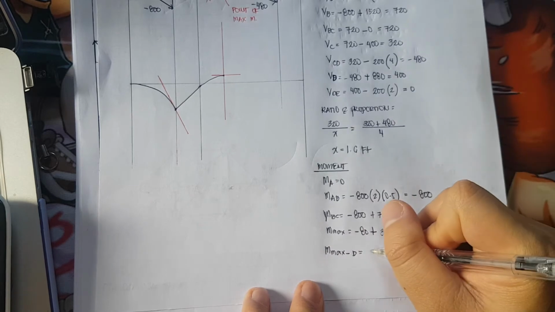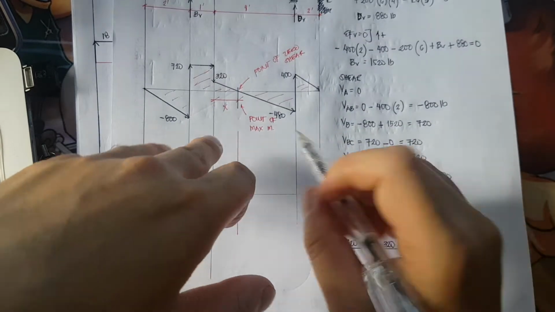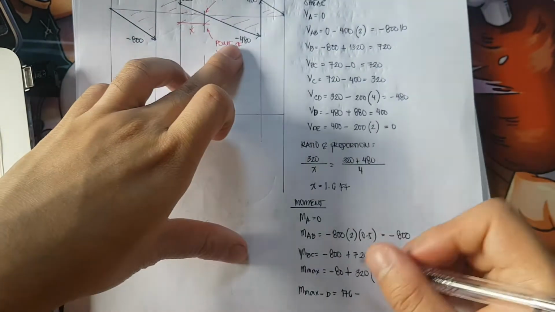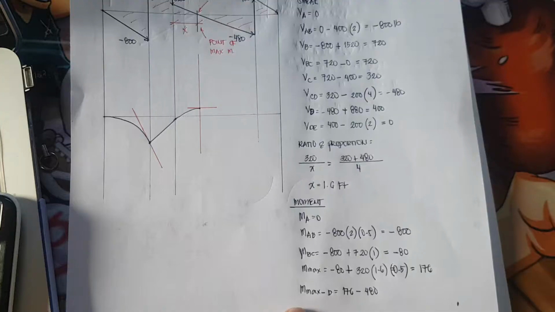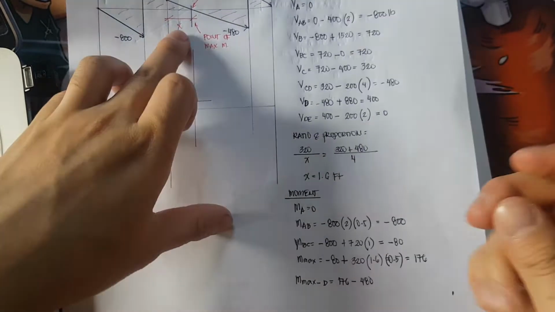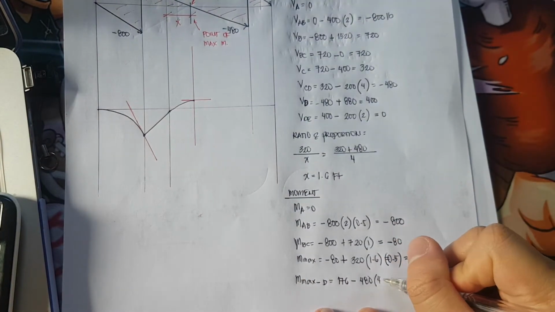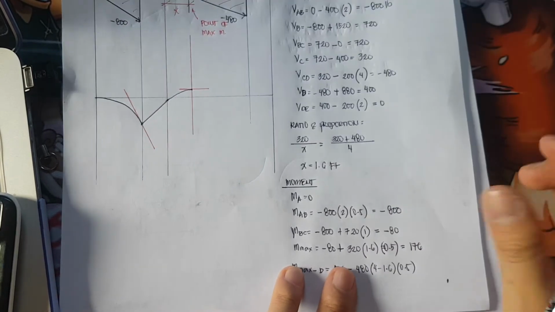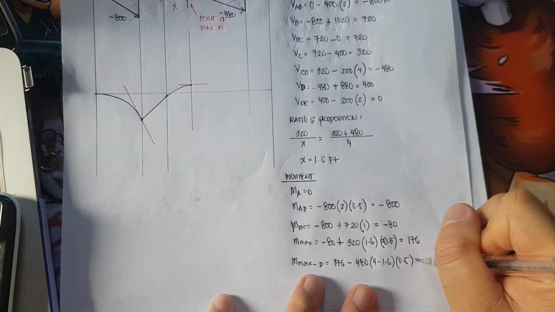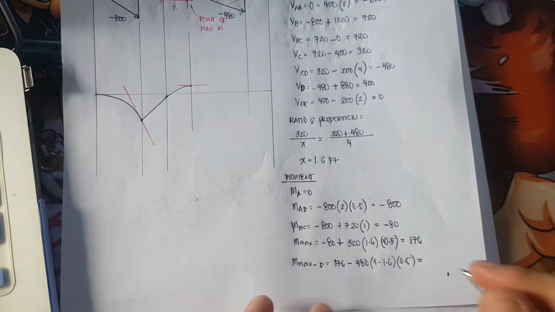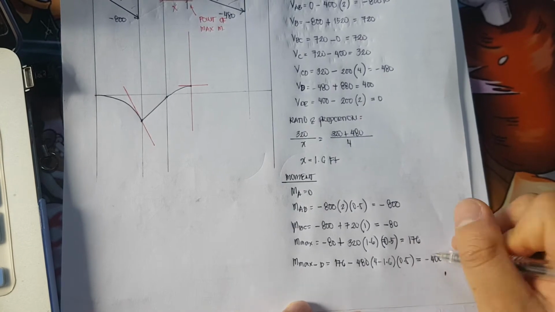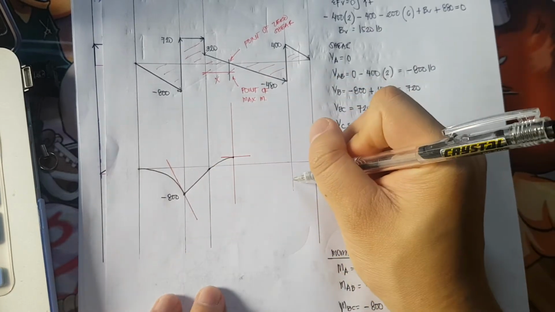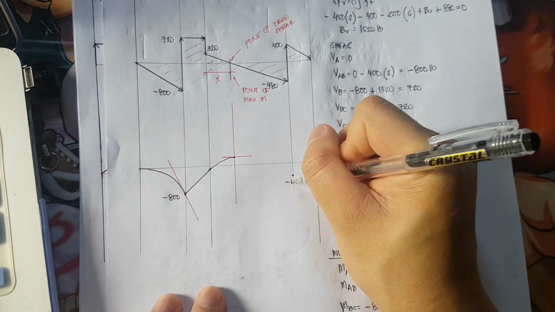D is equivalent to 176 minus, because negative na yung ating shear dito. So, minus 480 times a base of 4 feet minus 1.6 times 0.5, because that is a triangular load. So, that is equivalent to negative 400. So, if I will plot negative 400, so this is negative 800, I'll plot here negative 400.